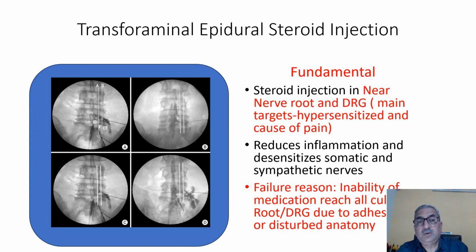In transforaminal epidural, basically you go oblique and enter the intervertebral foramen. Why this is most important is that in the intervertebral foramen lies the dorsal root ganglion. In our first slide, we have seen the dorsal root ganglion is a site of interest. This is a place where both the somatic and the sympathetic supply of the disc and the nerve root are basically at one place. So the moment you put steroid and local anesthetic here, there is more likelihood of desensitization and thus pain relief.